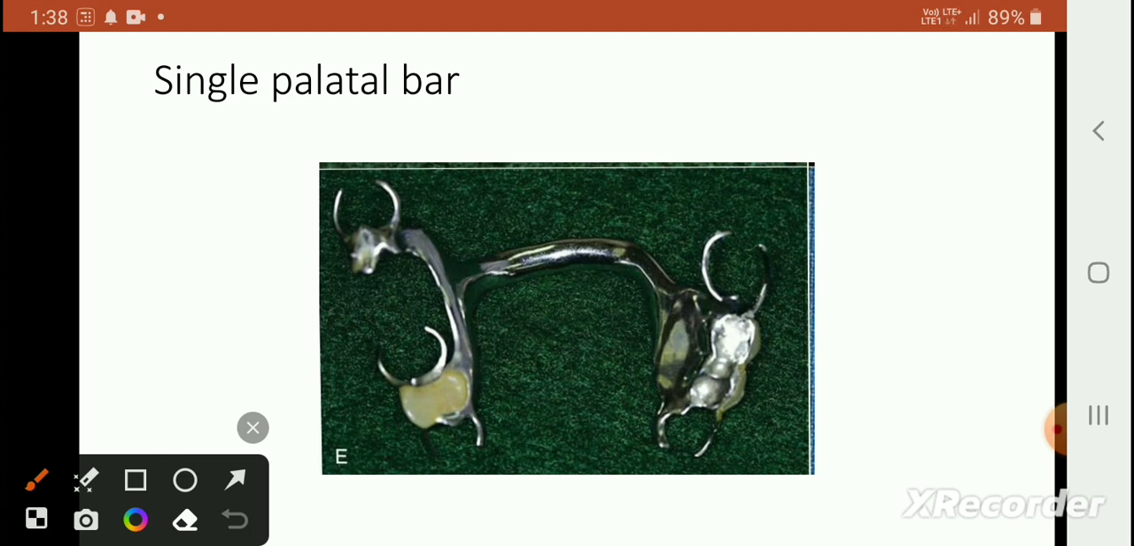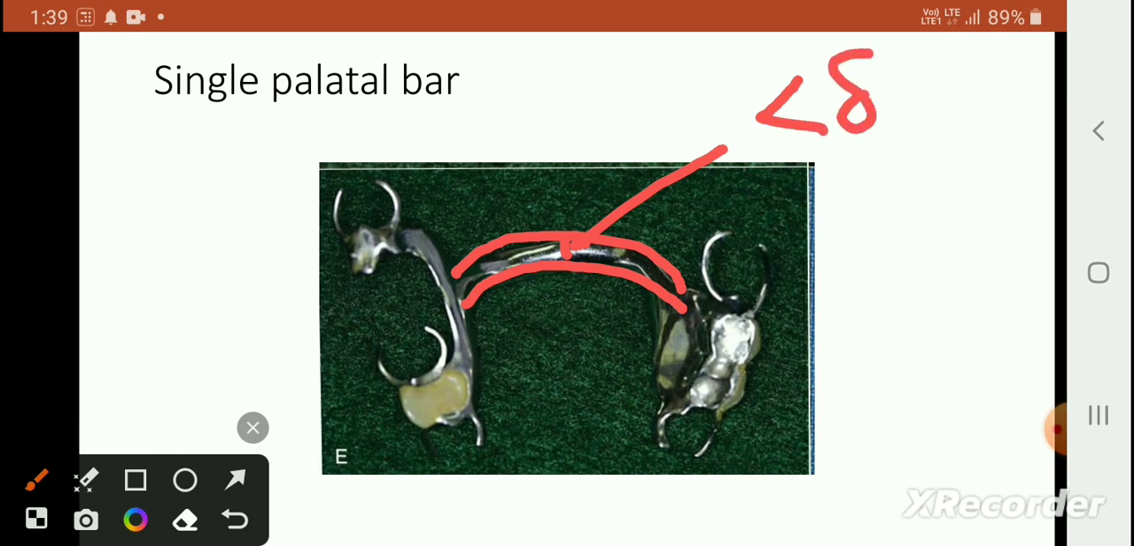Why is it known as a bar? A bar is when the width is less than 8 mm. This width, the width of this palatal connector component, is less than 8 mm, so it is known as a bar.